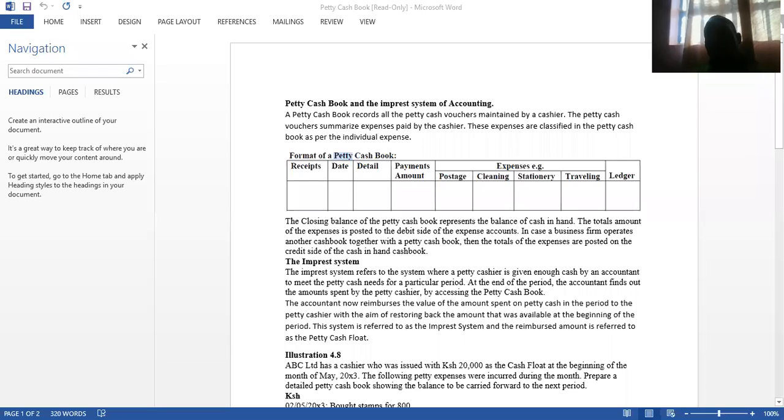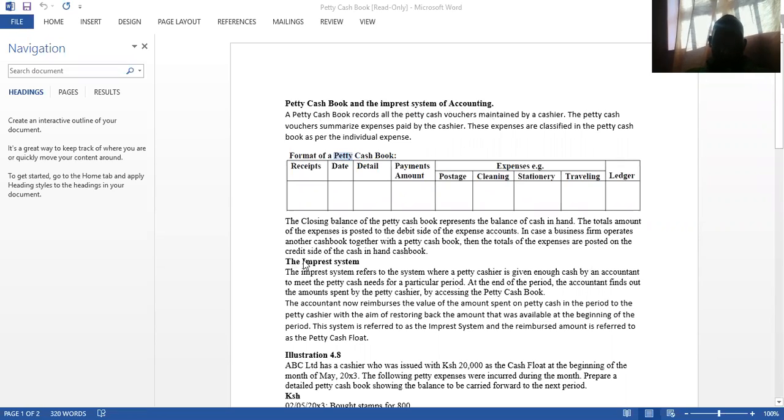The petty cash book, just as the name itself suggests, petty, is used to record small amounts which don't qualify to be recorded in the main business cash book. This particular cash book is normally prepared in what we call the imprest system. It uses the imprest system of accounting.